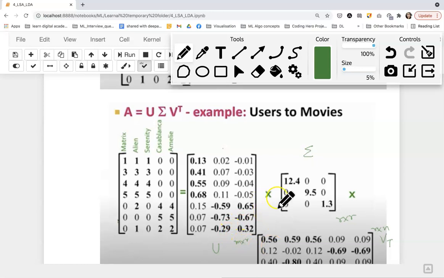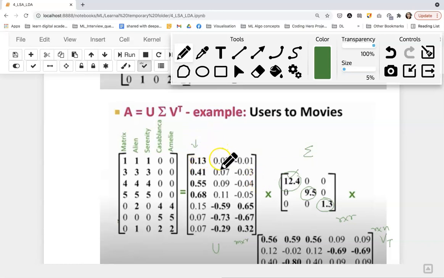So the singular matrix will tell you the strength of each concept inside the U matrix. Which number is maximum over here? This number is maximum, 12.4 out of these 3 numbers. That means mostly people liked which movie? Mostly people liked this concept, the first concept.